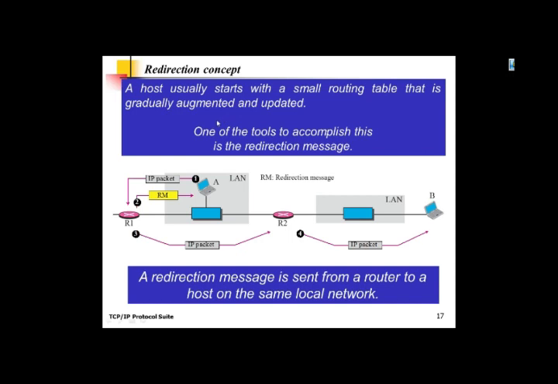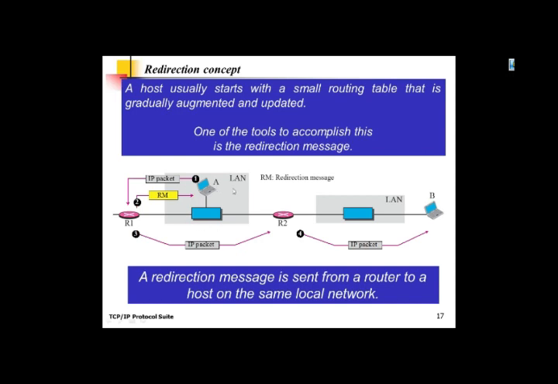This is a special kind of error reporting, because in whatever errors we have seen so far, in every case the packet is discarded and the ICMP message is delivered to the sender to inform the kind of error. But this is a special case where the packet is not discarded, the packet is forwarded, but still the ICMP message is generated and sent to the sender to make the transmission more efficient.